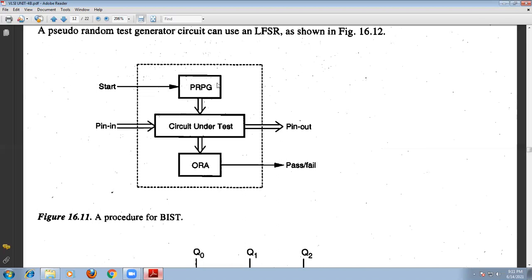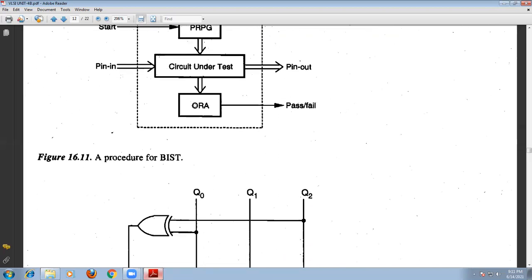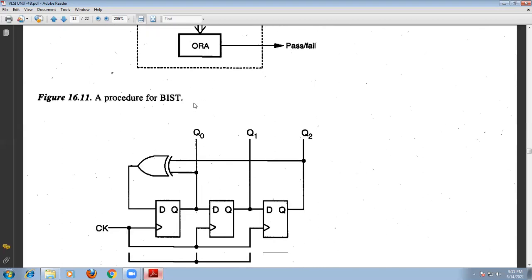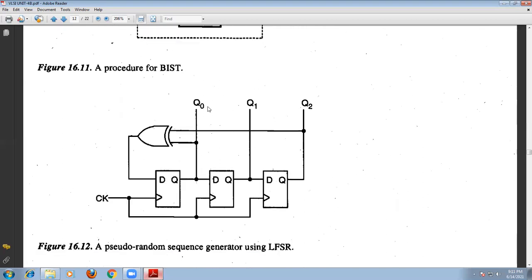In this case we are using the pseudo random pattern generator. This pseudo random pattern generator uses the linear feedback shift register technique. The linear feedback shift register circuit is shown here.